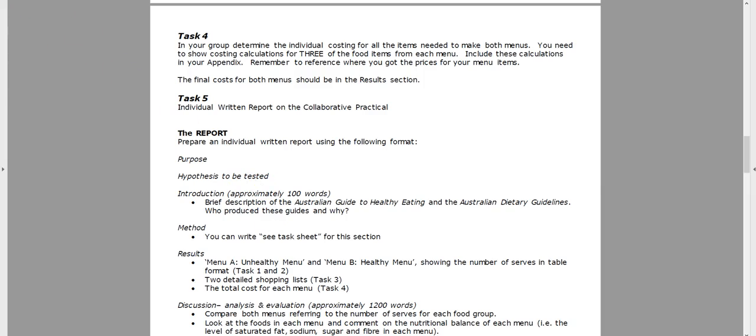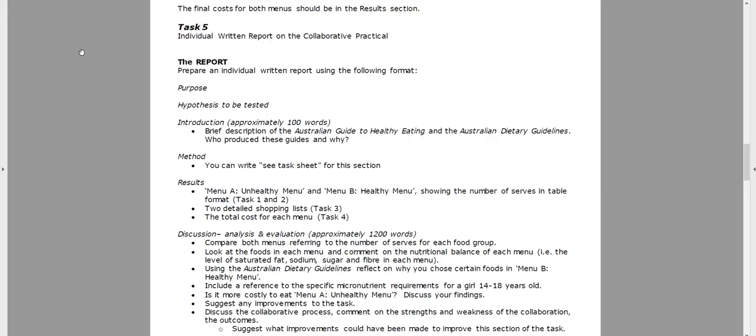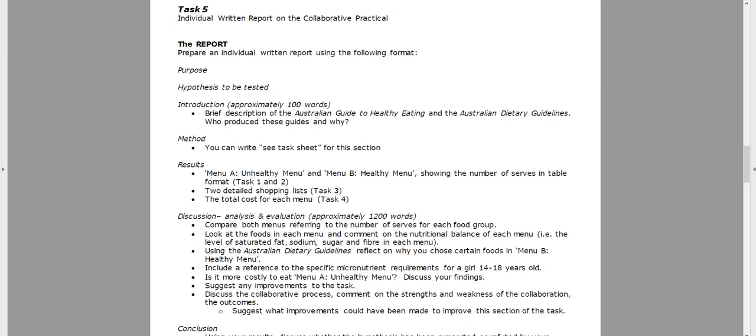So moving on to the actual report, which is task 5, that is to be done individually. This report should be written up like the other investigations that you've written up before. So it should first include a purpose, a reason why you are doing this. It should also include a hypothesis to be tested, which you should just be able to grab from the task sheet.